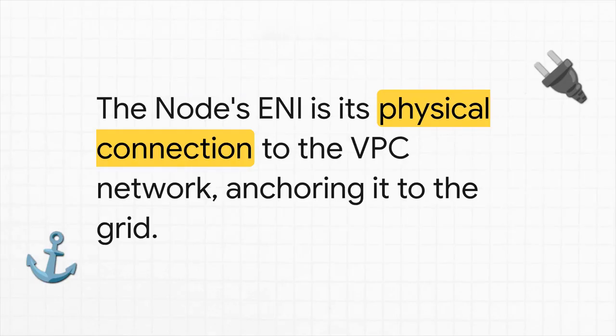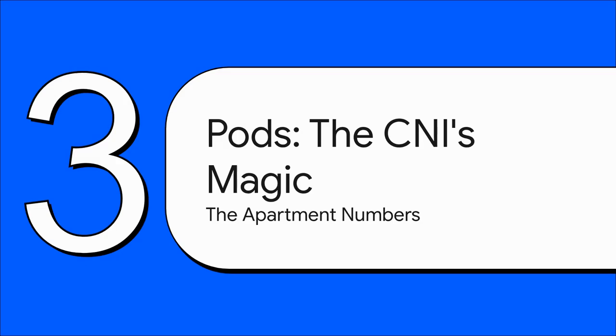So really, that ENI isn't just some abstract setting. It's the node's physical anchor to the entire VPC network. All the traffic, in and out, flows through this one interface. In our city analogy, this is like the building's main connection to the power grid, the water supply, the whole shebang. Okay, so our buildings are on the grid.